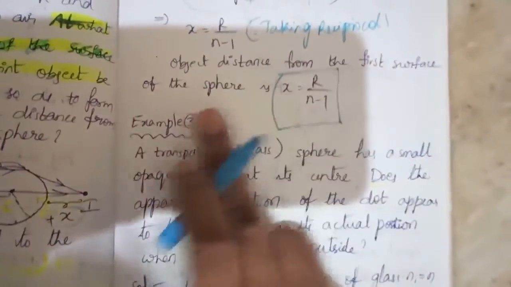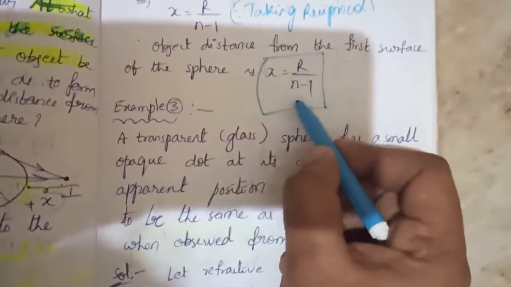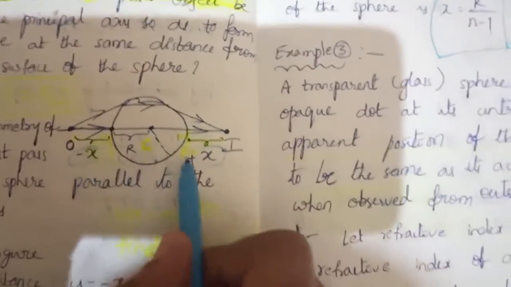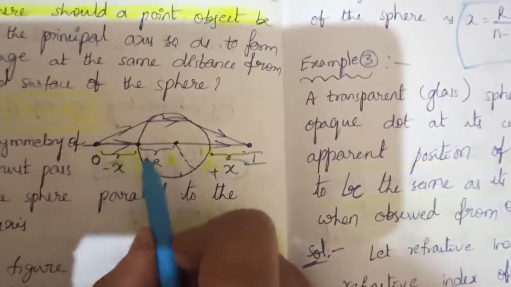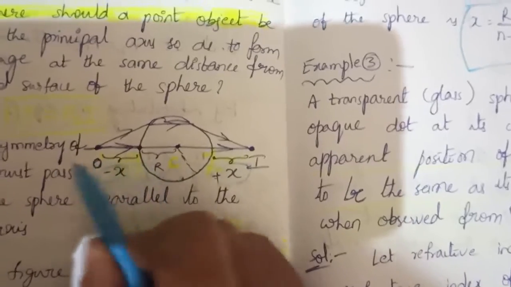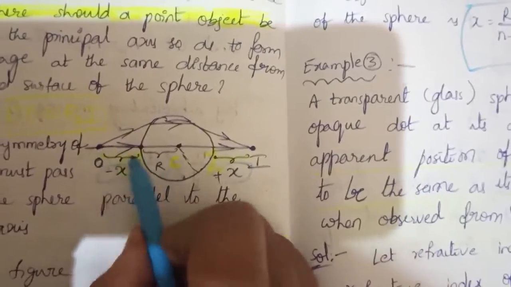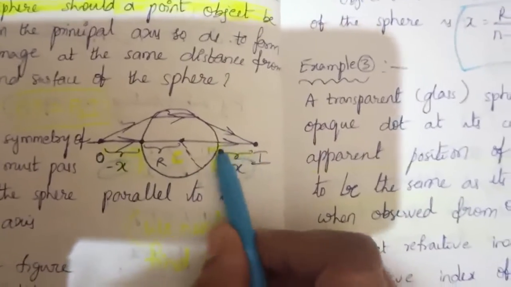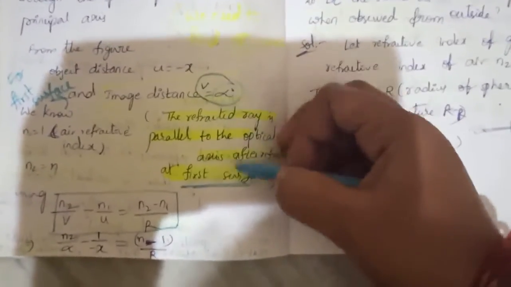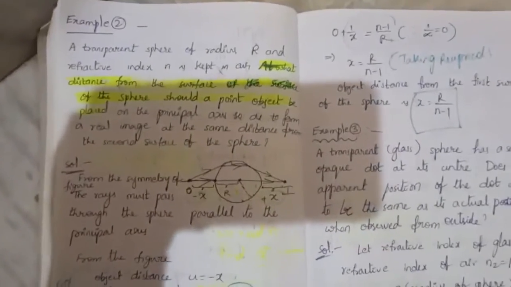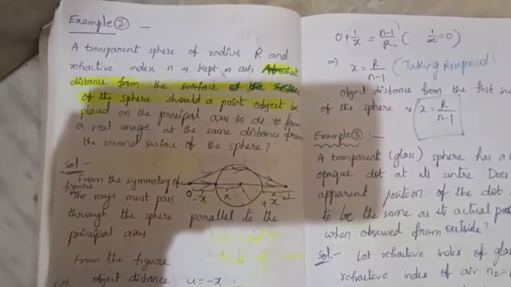Object distance from the first surface is x equals r by n minus 1, and the object distance from the second surface is different. Here to here we will get. I am finding the object distance from the first surface here. This is the object distance from the second surface. Here I am taking infinity, the image distance from the first surface as infinity. So don't get confused here. That is the only thing you need to understand from example 2. I think you got this. It is clear to you.